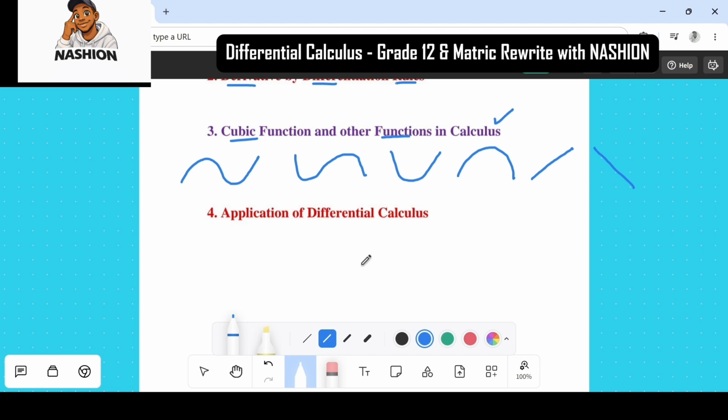The last question we'll come across will be the application of calculus. Remember, the word differential has to do with the derivative, which means change. And change happens in everyday situations. So that's going to be the practical application of calculus, which is the last question that is set by the examiner under differential calculus. Here we go.